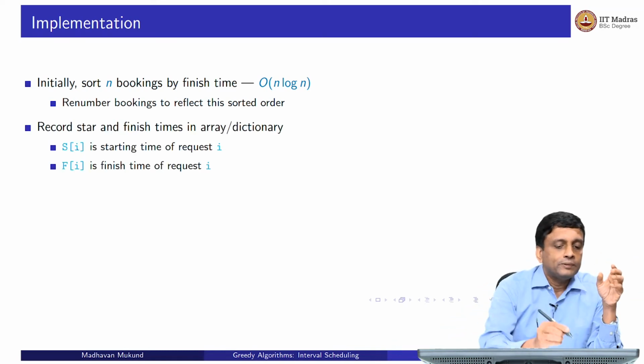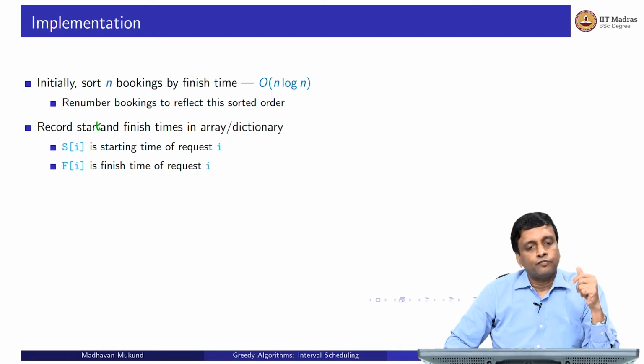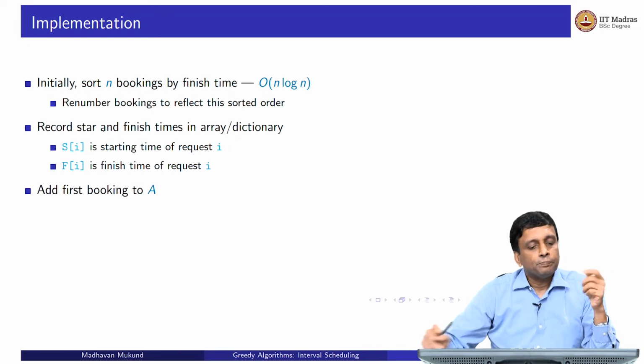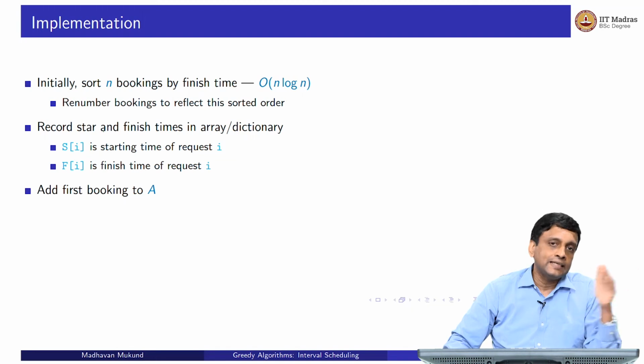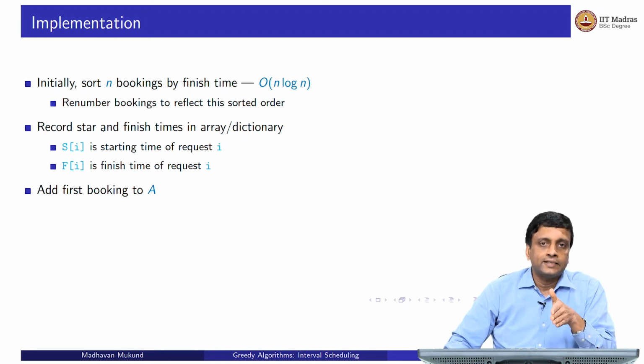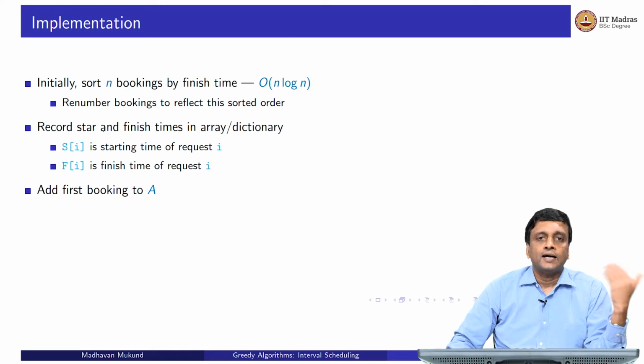I will now keep the start and finish time for easy lookup. Capital S of I is a dictionary which tells me the starting time of request I, and F of I is the finish time of request I. Now I pick up the first booking, and I know its finishing time. All the jobs to my right finish later than this, but I need to find one which starts later than this. Since they are ordered by finishing time, I will be processing them in earliest finishing time order, but I need the earliest job which finishes after this and which starts after this.